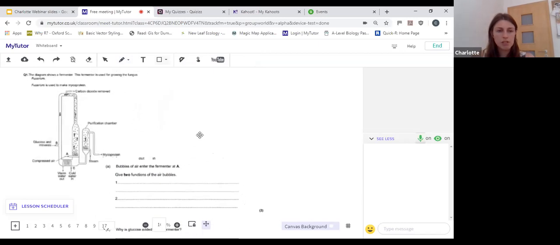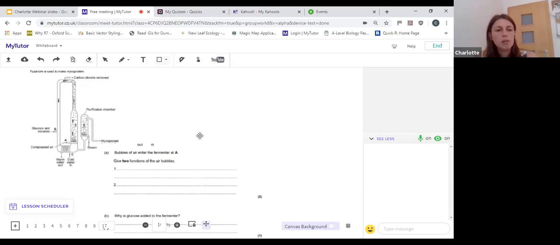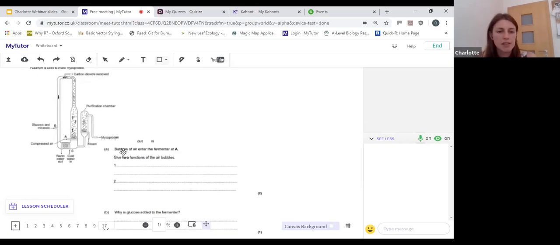So I've kept the diagram there as a bit of a reminder. Bubbles of air enter the fermenter at A. Give two functions of air bubbles in a fermenter. Why would air bubbles be needed?